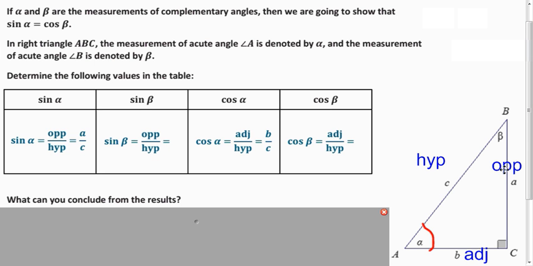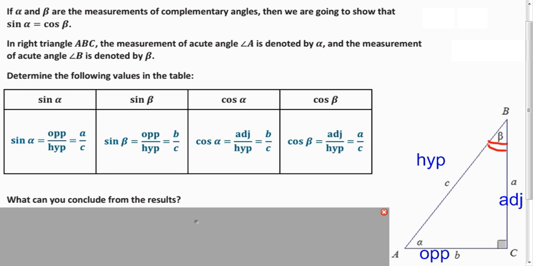Now, if we are to look at beta, we would instead switch the two leg names. So beta is over here. So now the adjacent is a, and the opposite is b. The sine of beta is b over c. The cosine of beta is a over c.